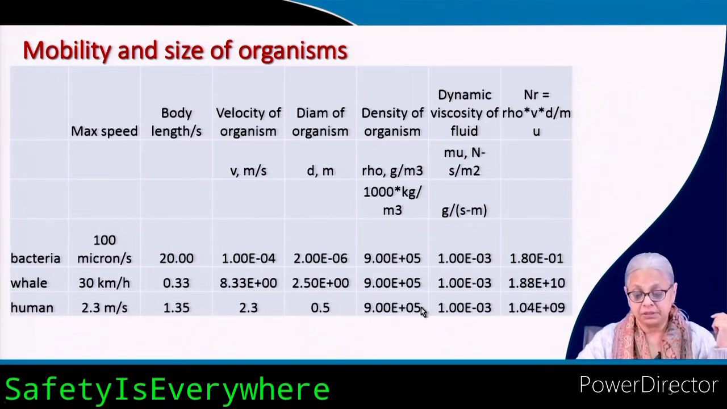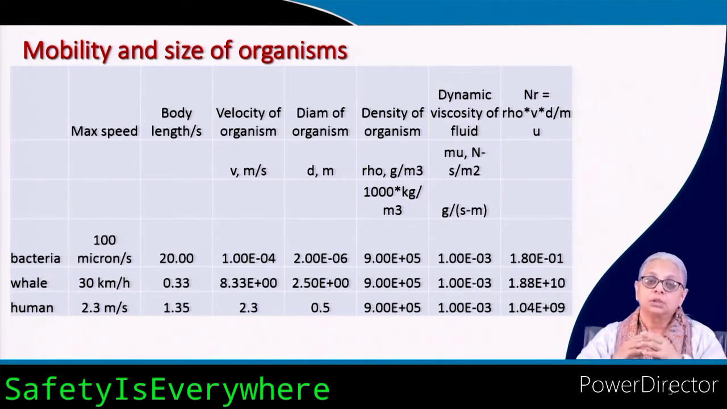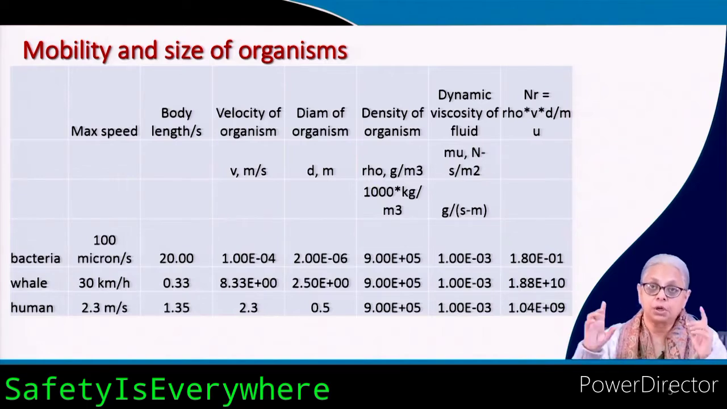I've already mentioned the diameter. The density of all organisms, in this case for simplistic reasons, has been assumed to be the same. Look at the Reynolds numbers. What does the Reynolds number tell us? The Reynolds number tells us the ratio of inertial forces to viscous forces. So if the bacteria has less than 1 as the Reynolds number, and the other two organisms, humans and whales, have far greater than 1 as their Reynolds number, what that means is that the movement of bacteria is dominated by viscous forces.